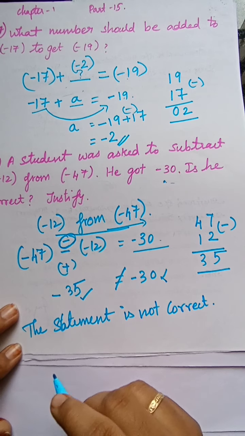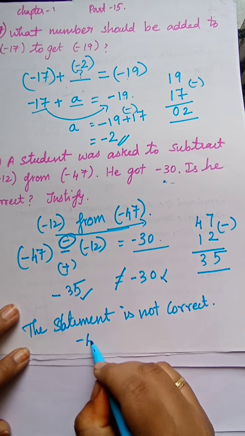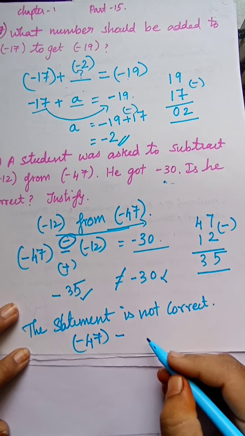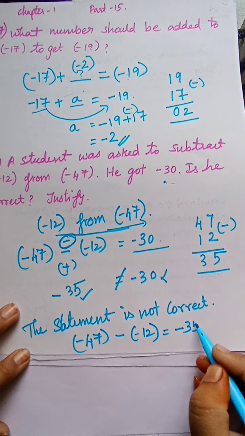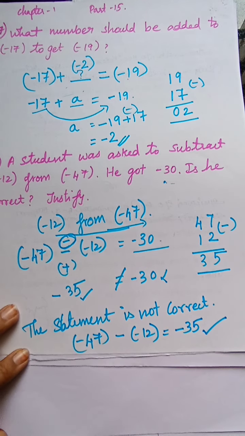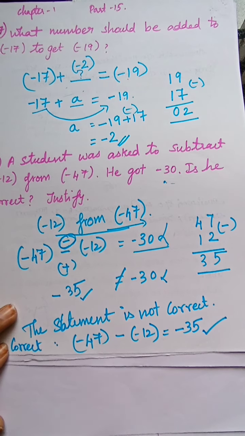Okay, now you can write the correct statement also. What will be the correct statement here? Minus 47 minus 12 equal to what? Minus 35. This will be our correct statement. This is not our correct statement. This is a wrong statement. Okay, clear? The correct statement. Clear ma? Can you understand? Okay.